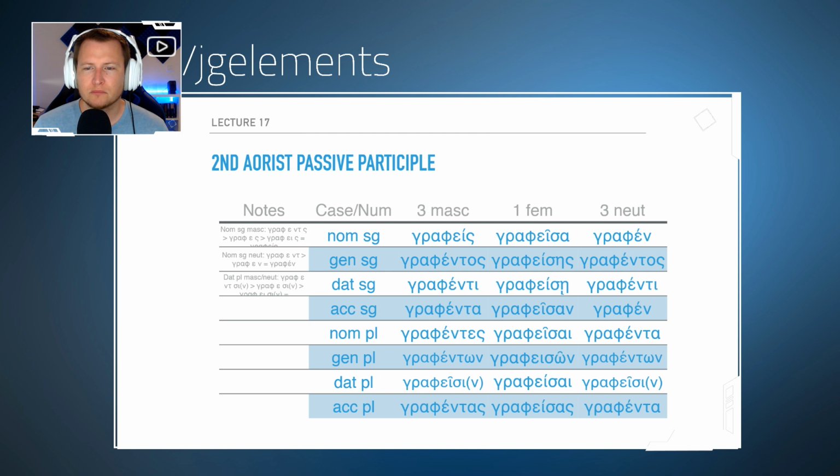The feminine uses isa as not just the tense formative, but the participle morpheme. So graphisa, graphisis, graphisi, graphisan, graphise, graphison, graphises, and graphisas.